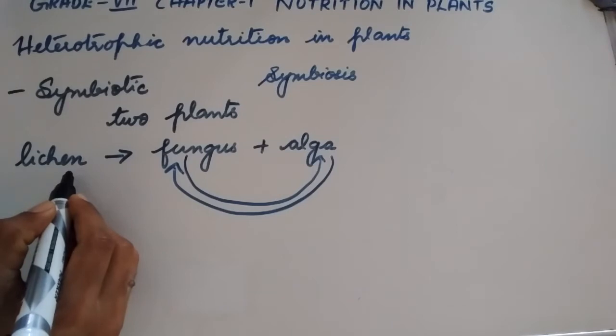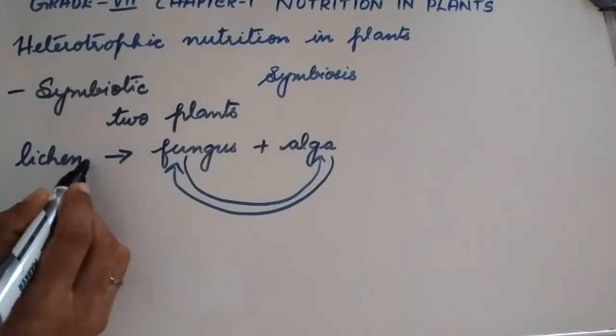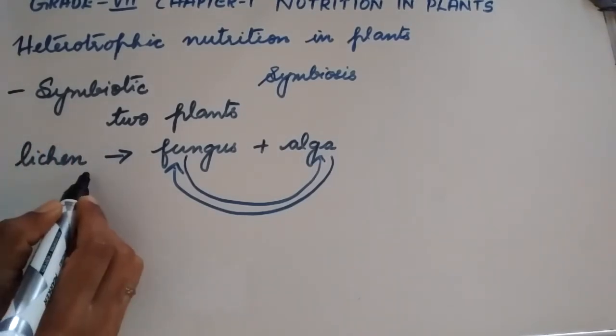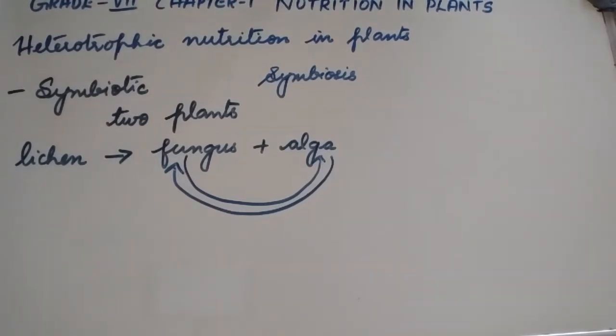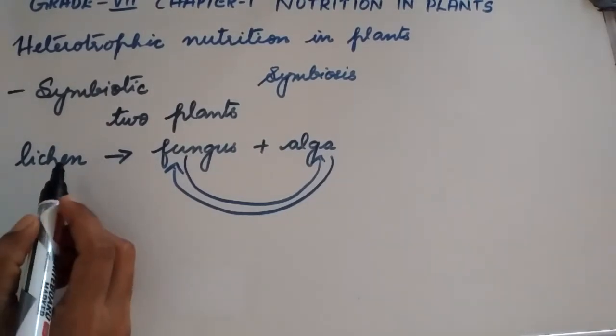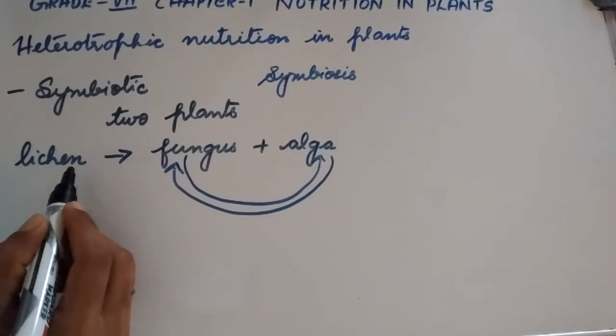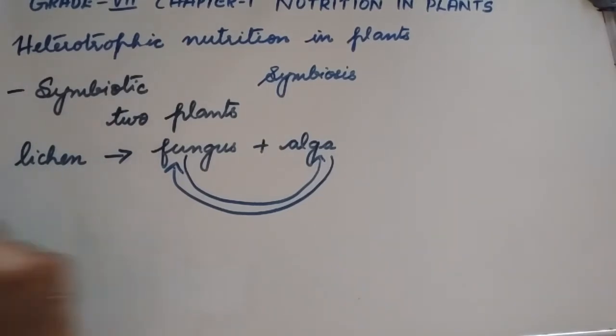And lichens act as indicators of air pollution. That is, how do they act as indicators of air pollution? Lichens do not grow in the areas where there is a high concentration of carbon monoxide and sulfur dioxide gases.